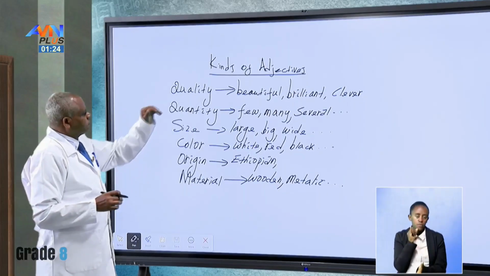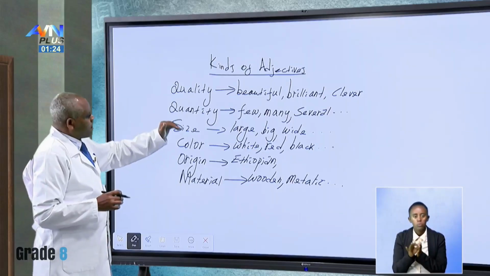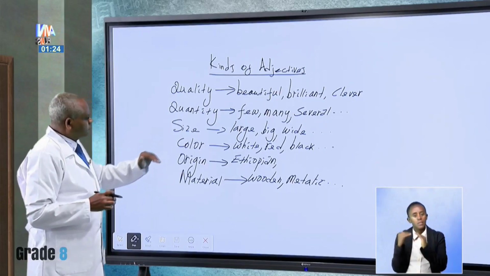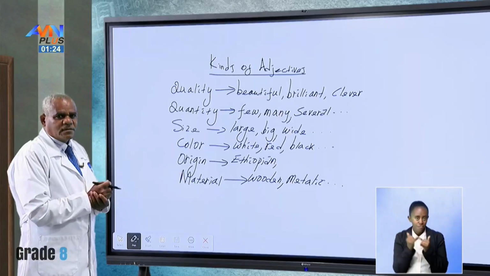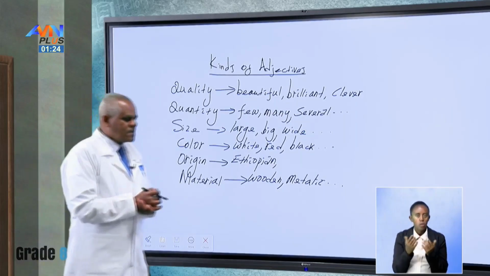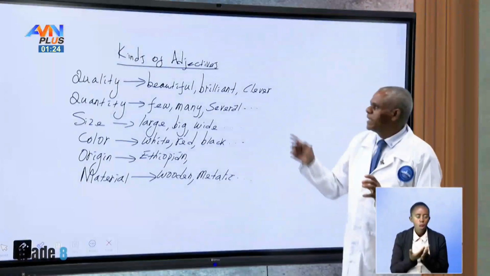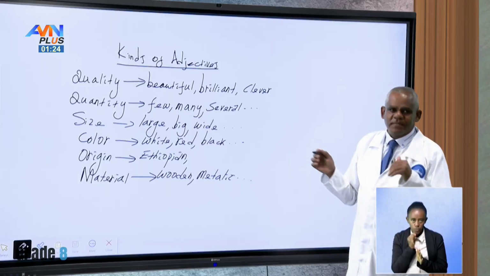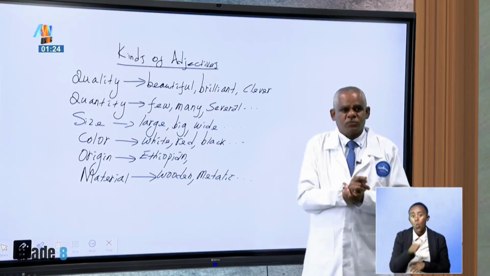Any word that expresses quality, quantity, size, color, origin, and finally material, if you come across this kind of word in a sentence, students, don't forget that, no doubt at all, they all belong to the adjectives. But we don't mean that they all have the same meaning. Their origin is a different one.